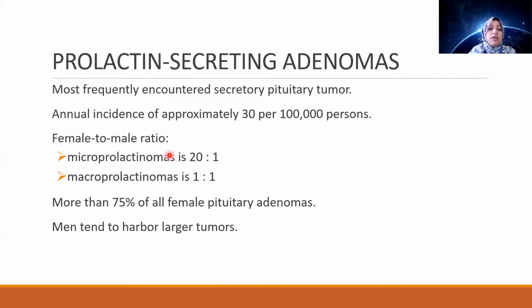And then the female to male ratio depends. If there is a microprolactinoma, then it is 20:1, whereas macroprolactinoma can occur in an equal ratio in both genders. More than 75% of all female pituitary adenomas are prolactin secreting adenomas. And if a man is affected by a prolactin secreting adenoma, then he tends to harbor larger tumors.